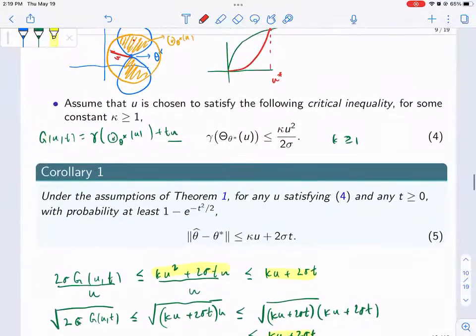We'll do that calculation soon, but this is an interesting equation. It tells you something about the performance of the projection estimator based on the geometry of the parameter space. Okay, questions?